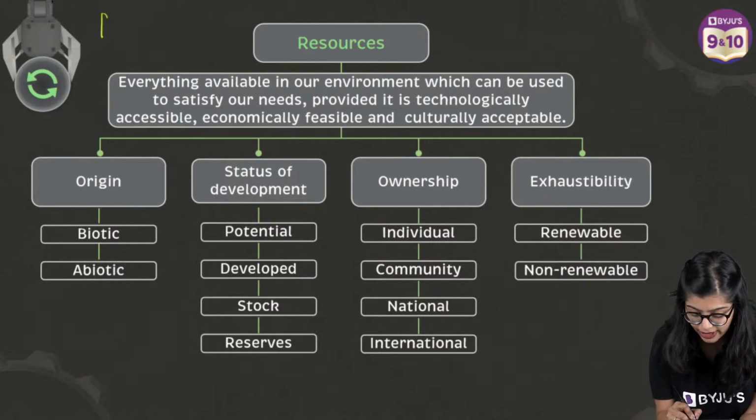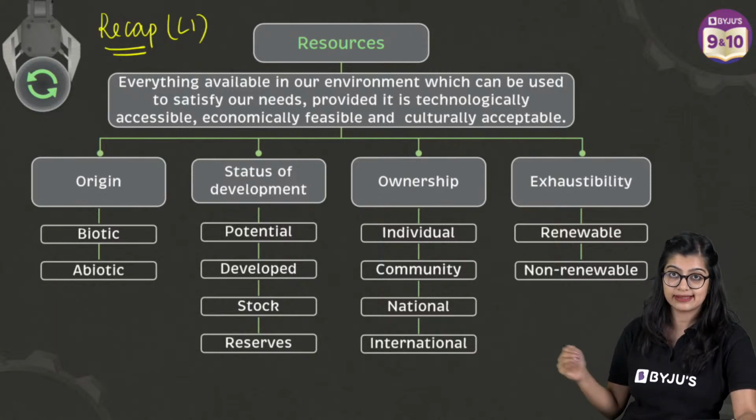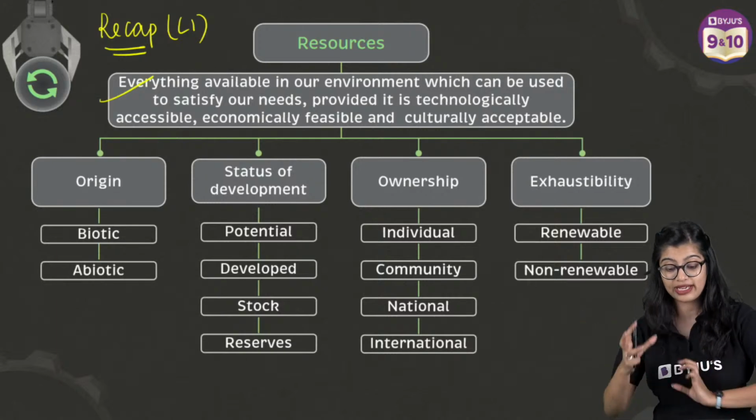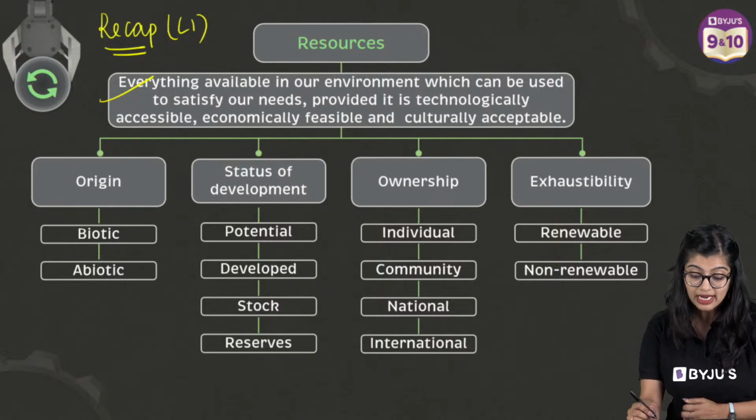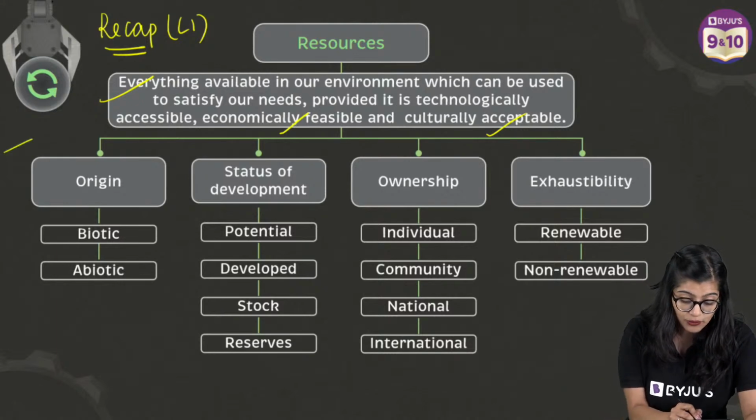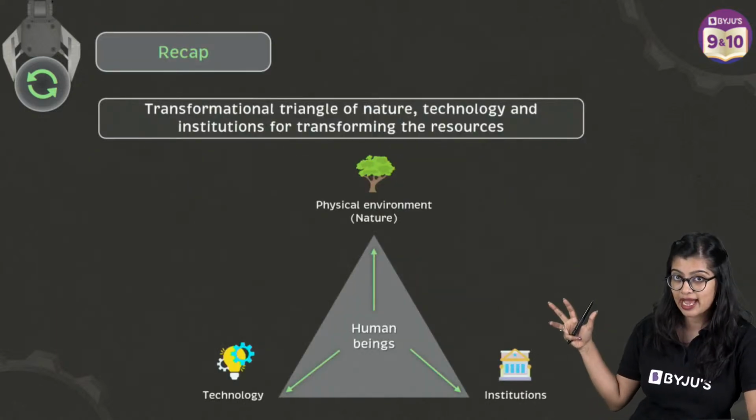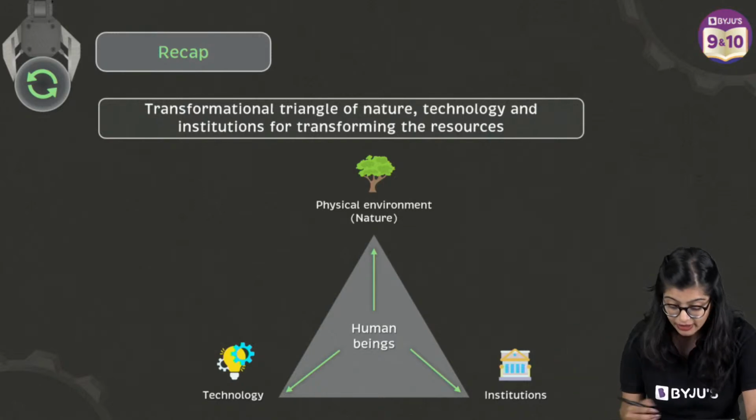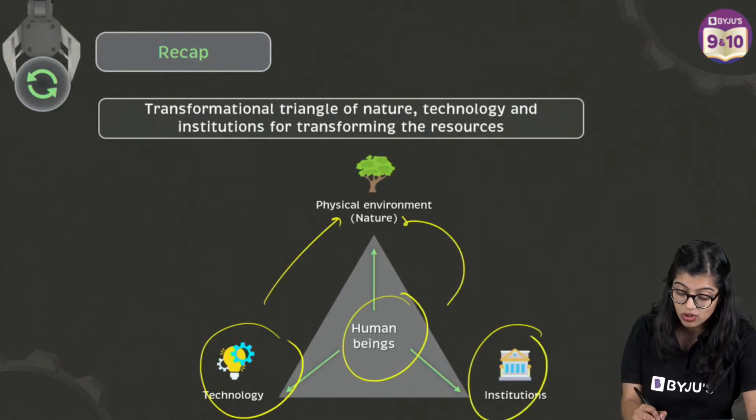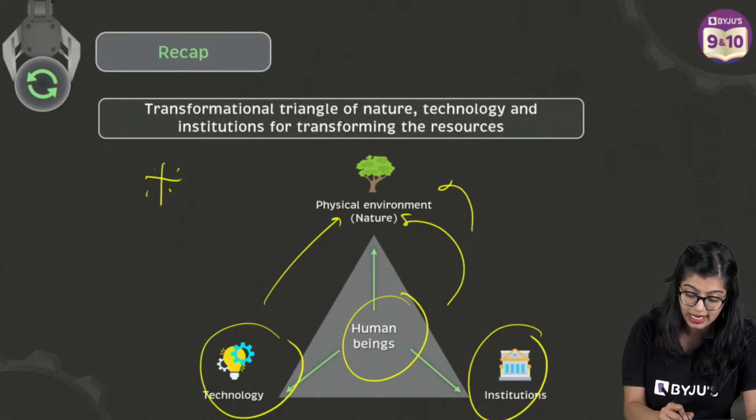So quickly to do a recap of what I taught you earlier, in our first class, or in L1, I would say lesson 1, I completed what are resources, and I made sure that I taught you how we can understand them: something which is not only found in our environment, but is technologically accessible, economically feasible, and culturally acceptable. Then we moved on to the classification of resources. Then we understood how there is a transformation triangle. It's not just that resources are found in our environment, but we require technology to access the resource from nature. We require institutions, we require human resources to actually get them into usable forms, right?